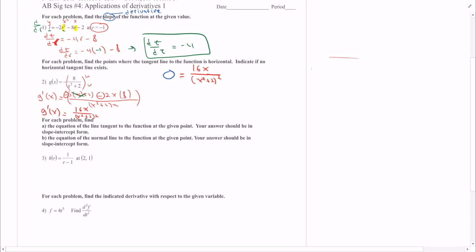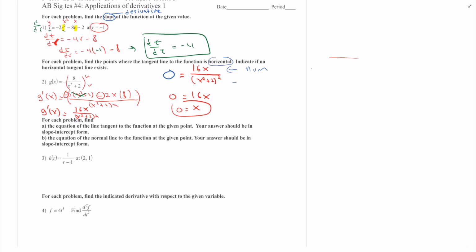Okay, when you're looking at these, if you want to know when it's 0, you're looking for when does the numerator equal 0, right? The denominator has nothing to do with it being 0. The denominator will tell us when it's undefined, but we're not looking for that. We're looking for horizontal, right? So basically all we need to know is when does 16x equal 0? Well, that's when x equals 0, right? So when x equals 0, there will be a horizontal tangent line.